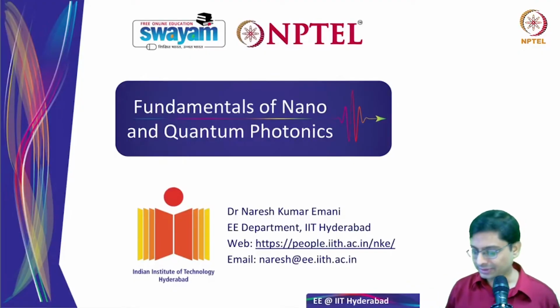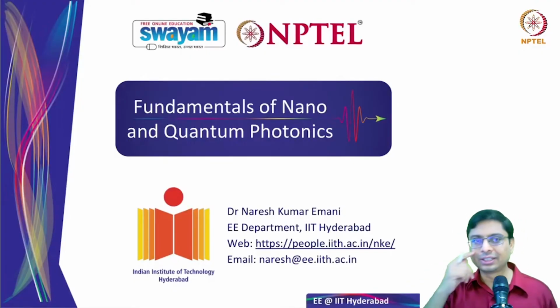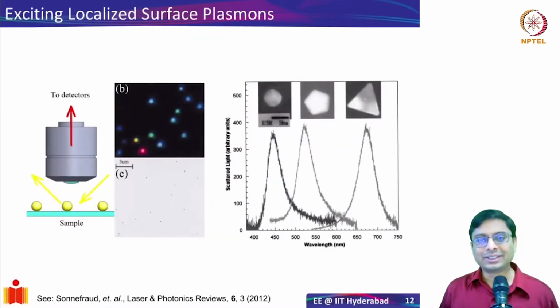All right, welcome back. So we were talking about the localized surface plasmons. So how do we excite the localized surface plasmon? Well, there are multiple ways of doing it, and one of the ways is to excite by what is known as dark field microscopy. Okay, so what we can do is we can have a microscope, and you shine light at an angle, at a high angle, so that most of the incident light gets reflected, and you don't see the immediate direct reflection, but whatever gets scattered you can see.